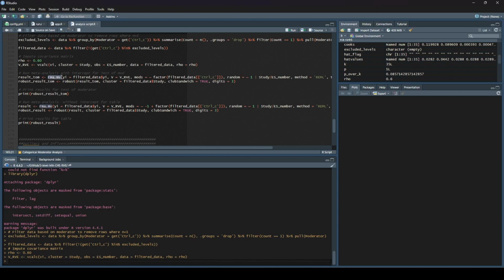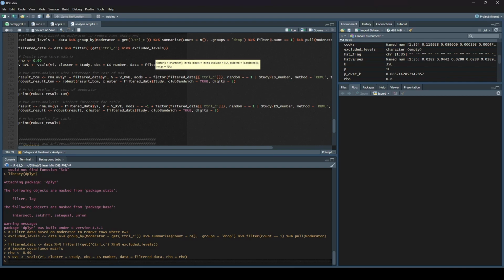So we're going to use rma.mv again. This is the same. Now, this is where things get a little bit different. For our effect size, we're using the filtered data effect size. So we need to have filtered data in front with a $ sign to tell it what specific column to look for, which is yi. Then for our variance component, we're going to use this VRVE that we just calculated right here. Then we set up our typical moderator string with the little squiggly line.